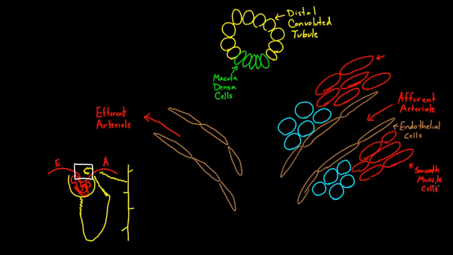Smooth muscle cells. And then you have these juxtaglomerular cells. Talk about a funny word, huh? Juxtaglomerular cells.